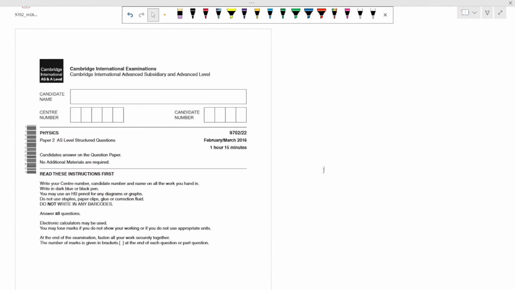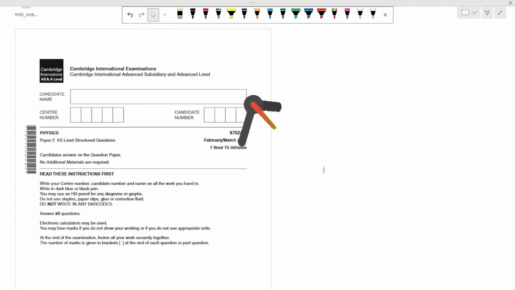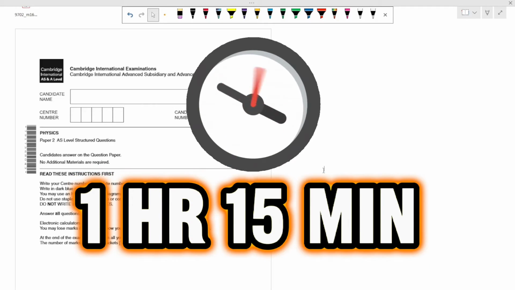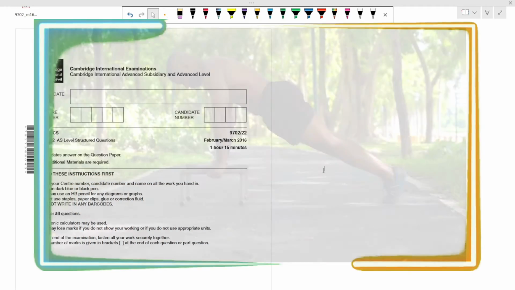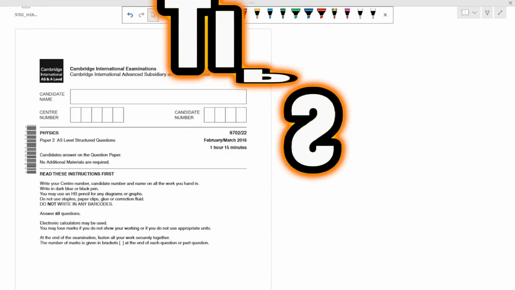So today we're going to be focusing on the February-March 2016 question paper 2 for physics, and the question paper is 1 hour 15 minutes long, and we're going to be explaining in depth how some of the questions were supposed to be worked out, and at the end I'm going to share some valuable tips on how you can tackle physics questions.